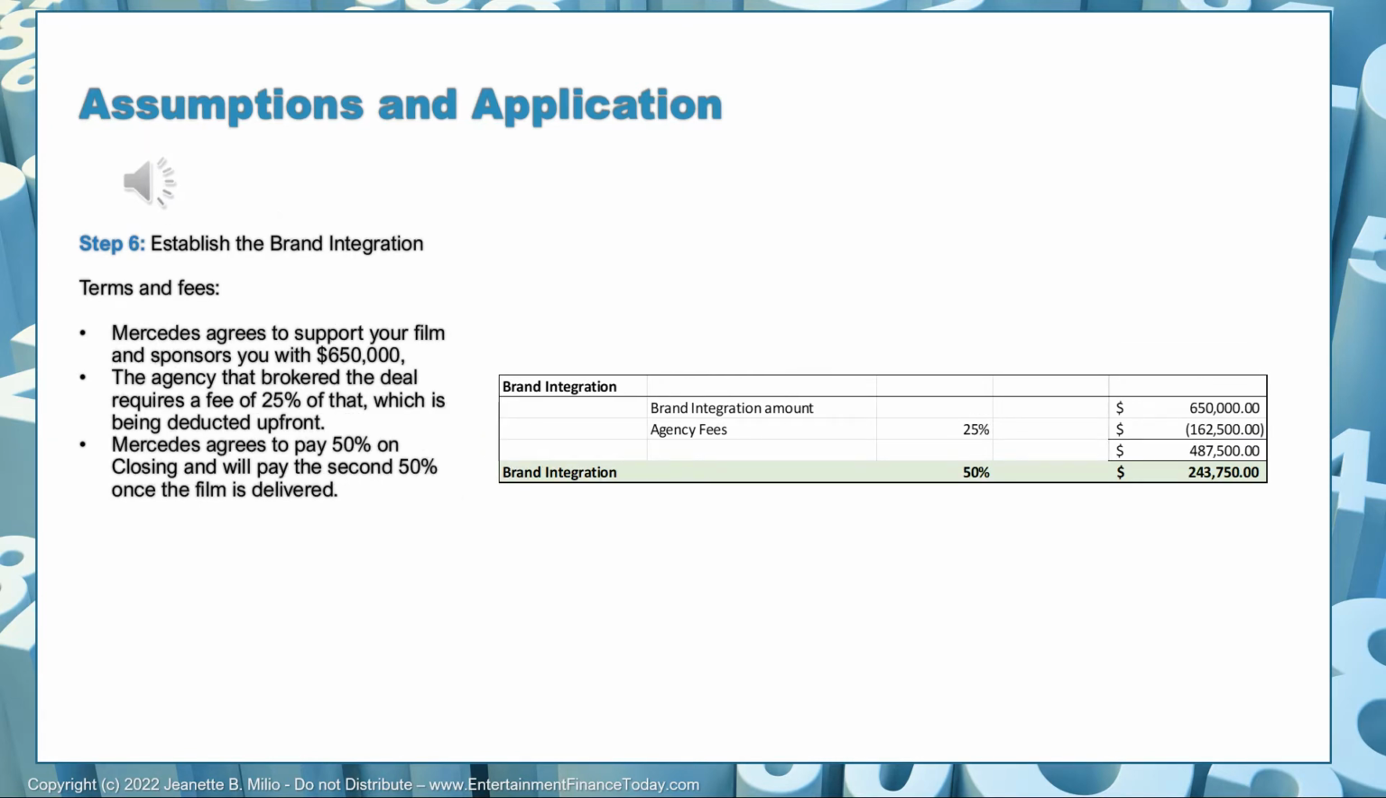Mercedes decided to support our movie with a $650,000 sponsorship. The agency that did the deal for us charges 25% of that, which is $162,500. The sponsorship due to us at this time is 50%, which is $243,750, and the other 50% will be paid to us at a later time when the movie is finished.